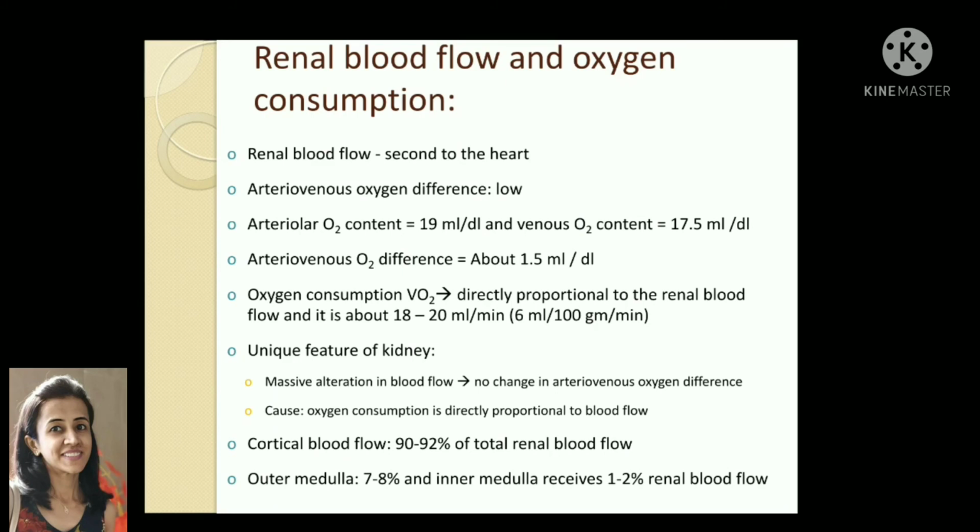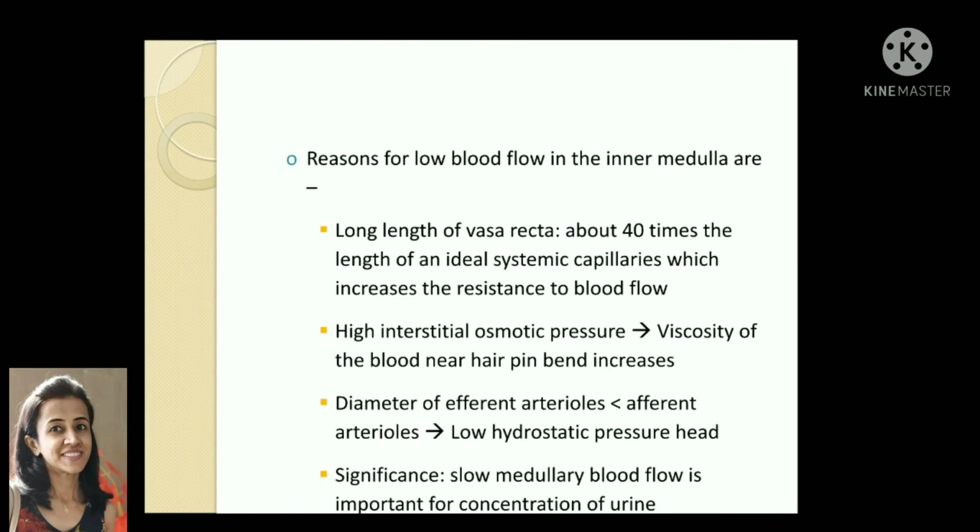Major renal blood flow is given to the cortex, that is 90 to 92% of total renal blood flow. Outer medulla gets 7 to 8% of the total renal blood flow, and inner medulla gets only 1 to 2% of renal blood flow. Now, what are the reasons for getting low blood flow to the inner medulla?